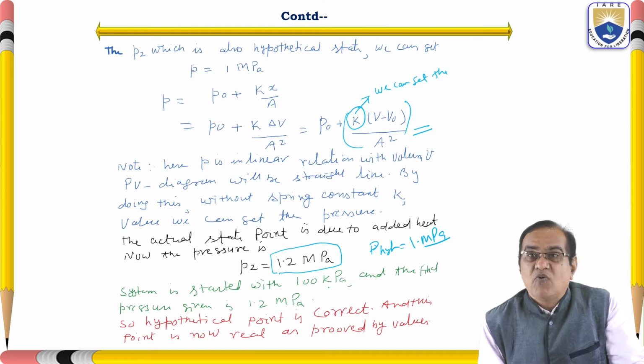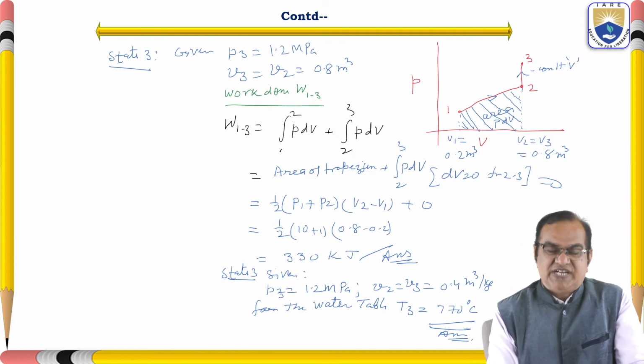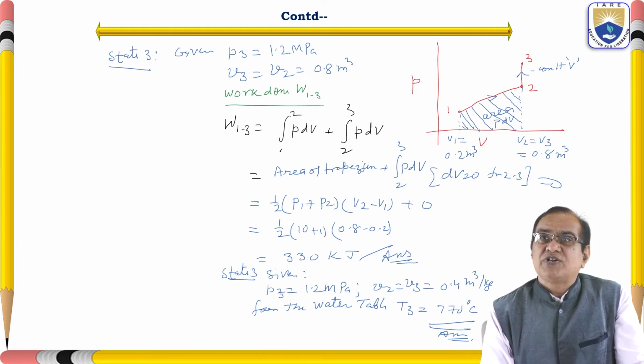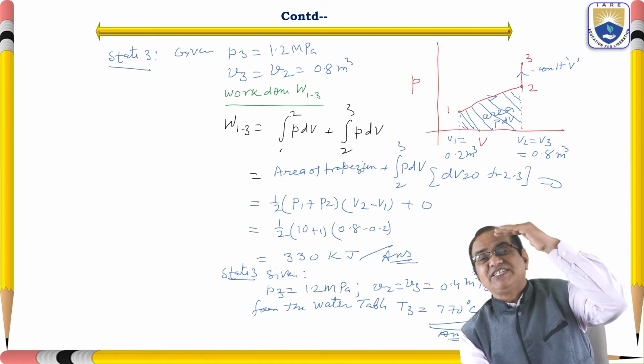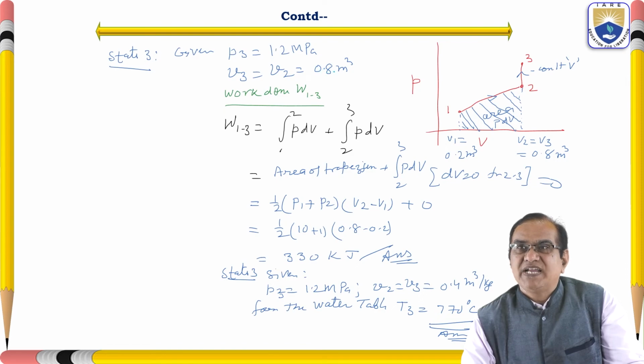So it is from 100 kilopascal to 1 megapascal, but the final is 1.2 megapascal. So this hypothetical which we have assumed is really correct and it is hitting the system. So we have to see state 3. In this, P3 is given as 1.2 megapascal. V3 is equal to V2, because as and when it is touching this, the volume will be constant, that is 0.8 meter cube.